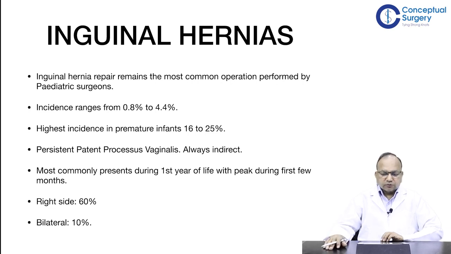So let's talk about inguinal hernias. In children, inguinal hernias are almost always indirect inguinal hernias because their pathology is related to a patent processus vaginalis, which comes through the inguinal canal from the deep ring to the superficial ring and then to the scrotum. And inguinal hernia repair is one of the most common operations performed in pediatric surgery. This is the incidence, 0.8% to 4%, with a higher incidence in preterm babies, as high as 25%.